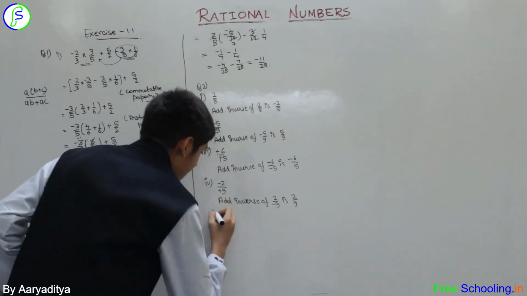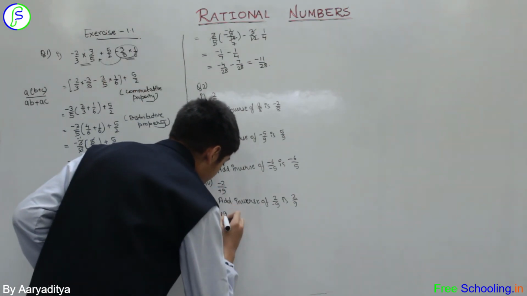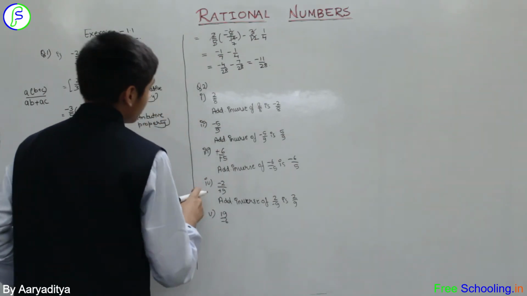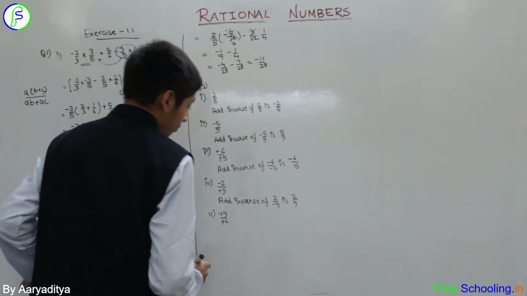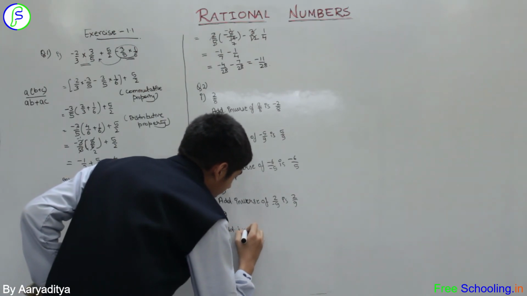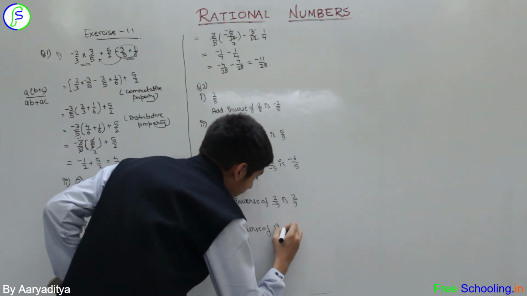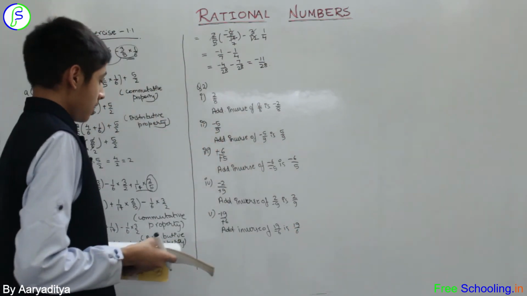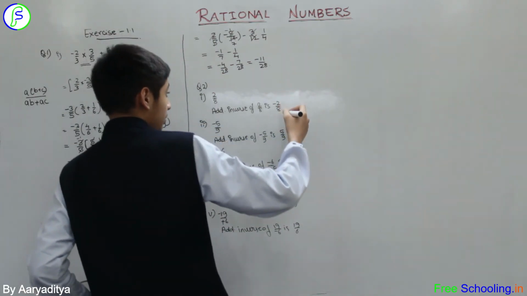Moving on to the fifth. Fifth we have 19 by minus 6. Same as we have done in question number 2 part 4, this would come to the numerator. So the additive inverse of 19 by minus 6 is 19 by 6. So now we are done with question number 2. Let's move on to question number 3.